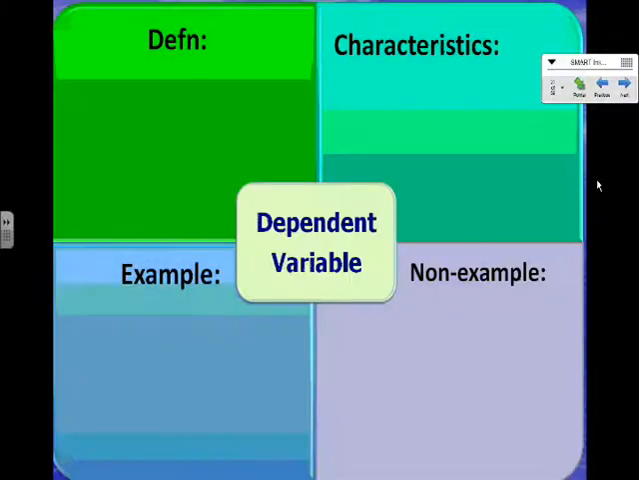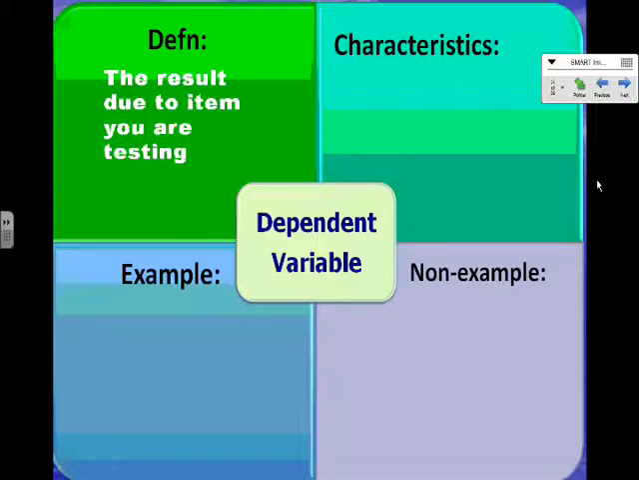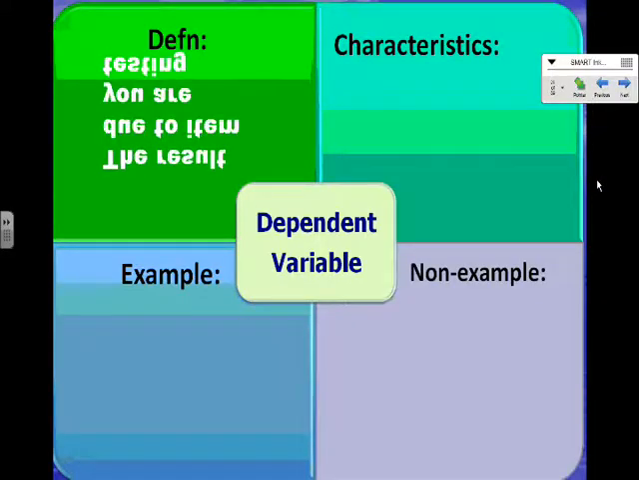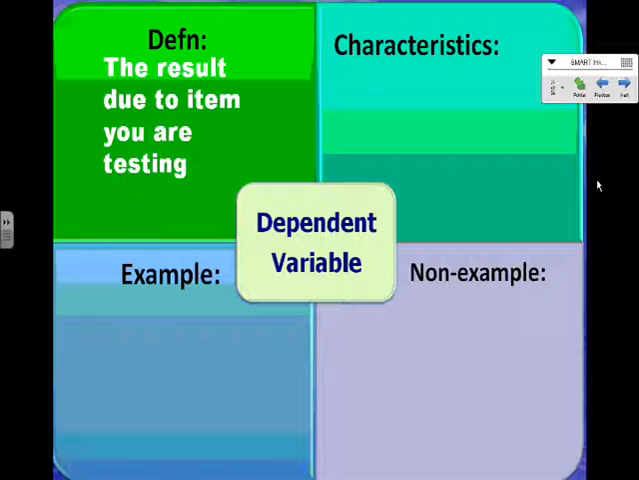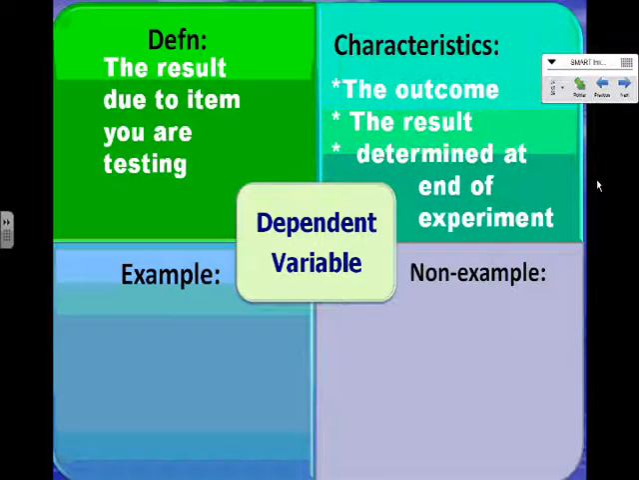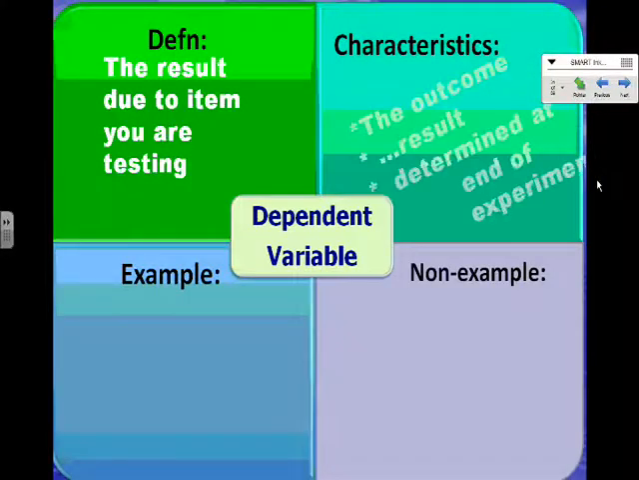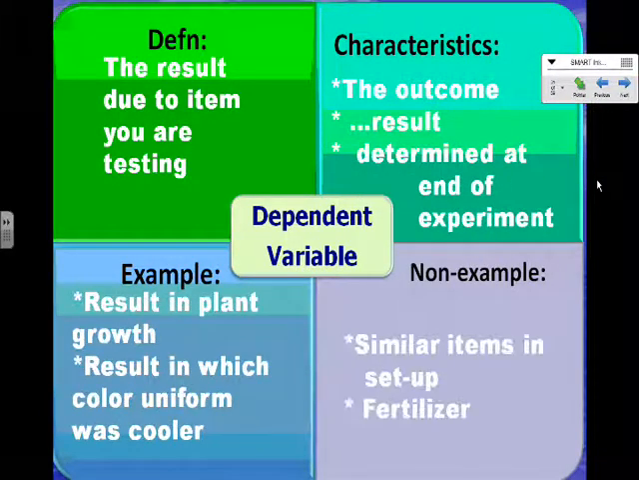Now let's look at dependent variable. The definition of dependent variable is the result due to the item you are testing. It's the outcome, it's the result, it's what you measure at the end. Okay? Now the characteristics of a dependent variable is it's the outcome, it's the result, it's always determined at the end of the experiment. You cannot know the dependent variable at the beginning of the experiment. Now, a non-example of dependent variable, something that is not a dependent variable, is the fertilizer from our plant example, and similar items in the setup.